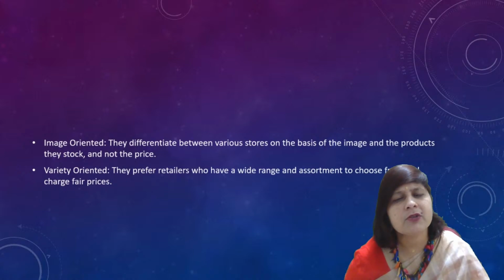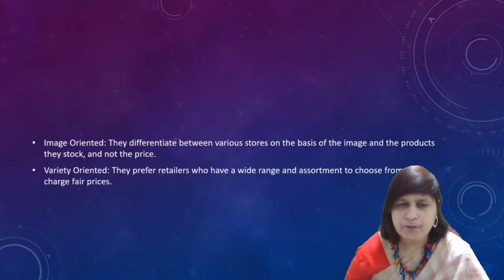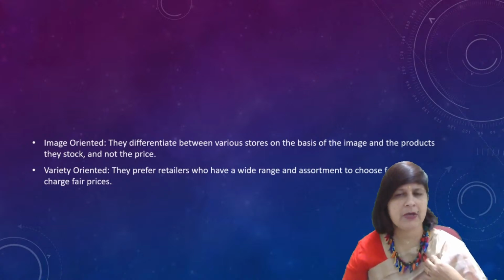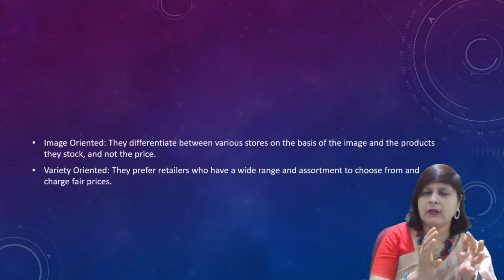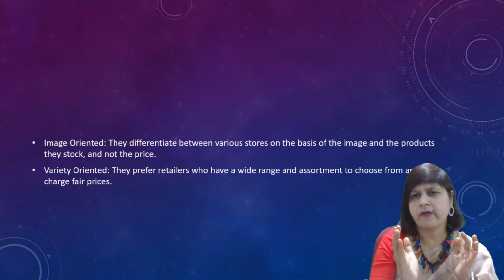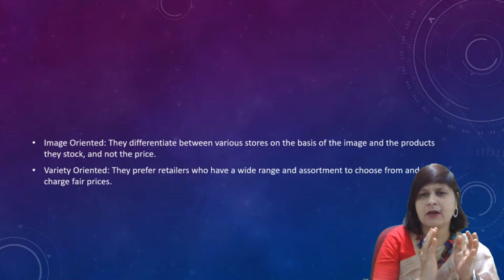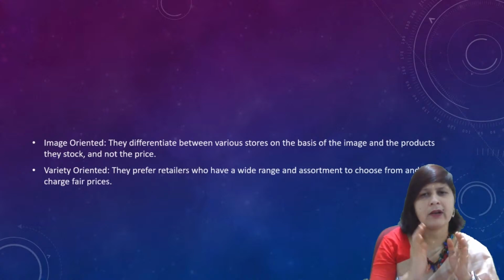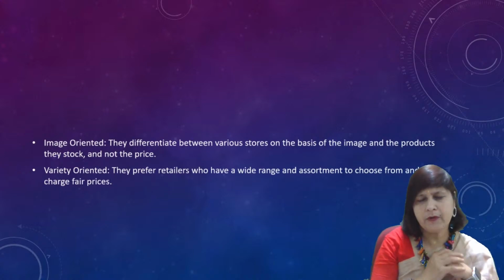Third type is image oriented customers. Image oriented means they differentiate between the various stores on the basis of the image and the product they stock, and not the price. For them, the image of the store and the product the retailer stocks is important. Price is not important for these type of customers. So they are image oriented.